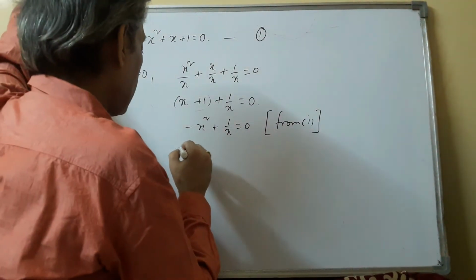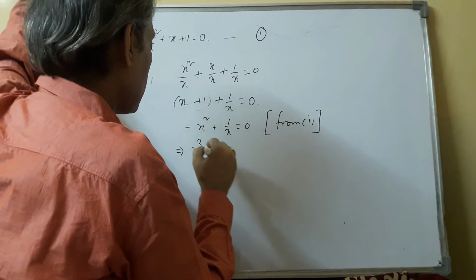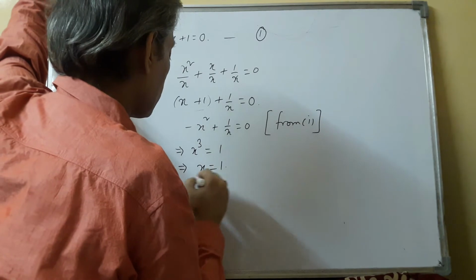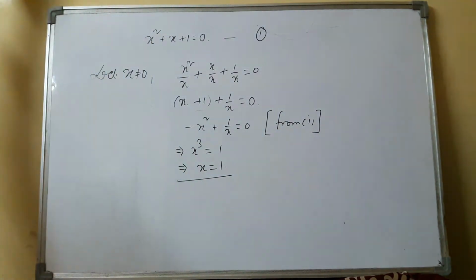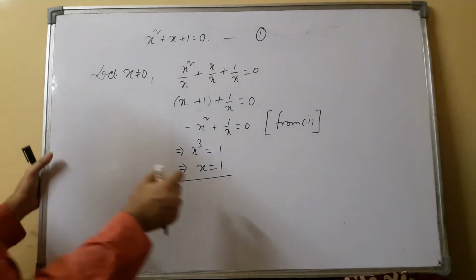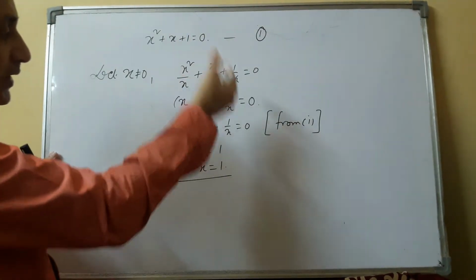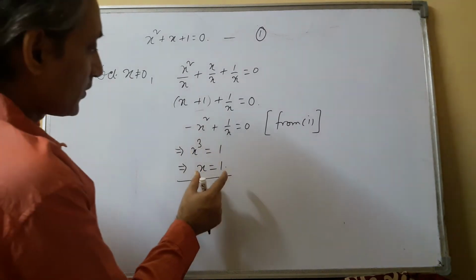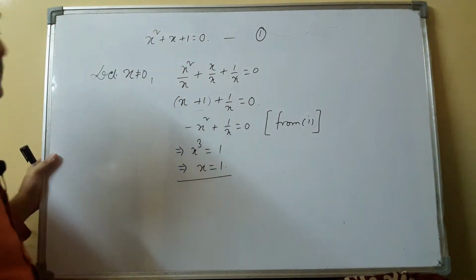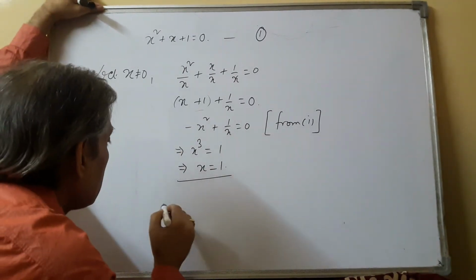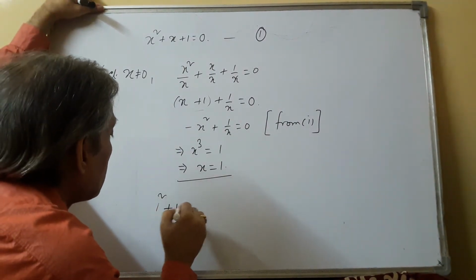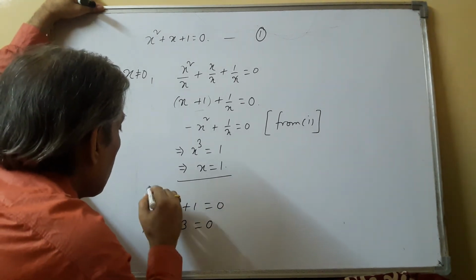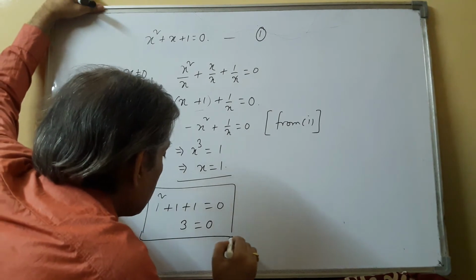Now finally we are getting x raised to the power cube equals to 1. This implies x equals to 1. Now look, one of the values which we are getting as a solution is 1. Now substitute this value in the original equation. 1 square plus 1 plus 1 equal to 0 means we are getting 3 equal to 0, which is absurd.